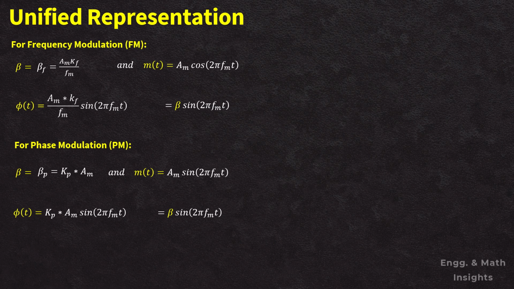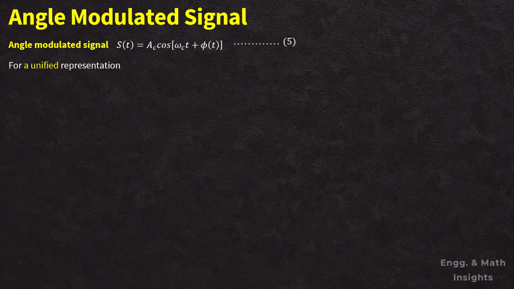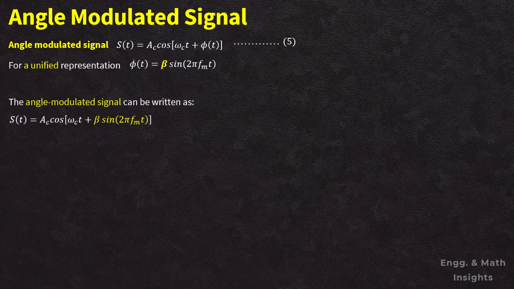Thus, both frequency modulation and phase modulation can be analyzed under a common framework, making it easier to derive their spectral characteristics. Now we know that the modulated signal s(t) is equal to Ac cos(omega c t plus phi(t)). Identify this as equation number 5. For a unified representation of phase modulation (PM) and frequency modulation (FM), we define this phi(t) as beta sin 2 pi fm t. Thus the angle modulated signal can be written as s(t) is equal to Ac cos(omega c t plus beta sin 2 pi fm t).